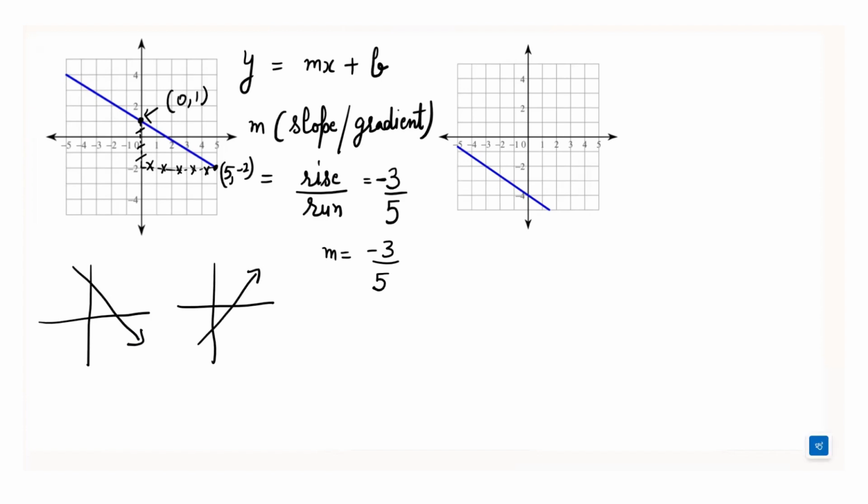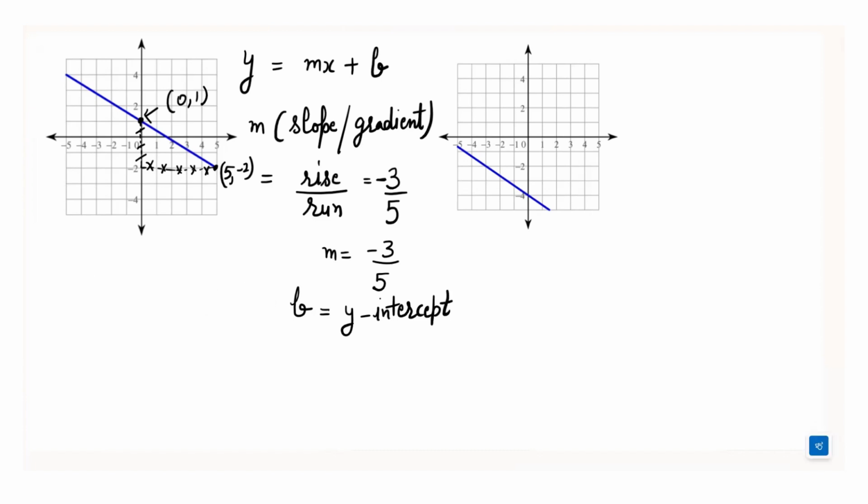Now let's understand what b is. b is also called the y-intercept. What is the y-intercept? The y-intercept is the point where the line passes through the y-axis. You can see here, I have already marked this point as (0, 1). So the value of b is equal to the y coordinate, which is 1. This line is crossing the y-axis at y = 1, which is the value of b.